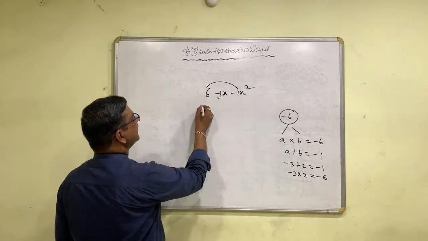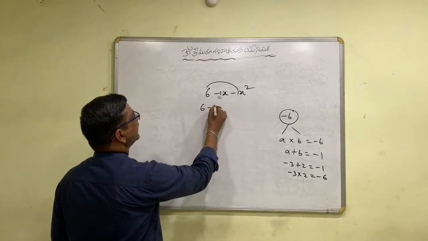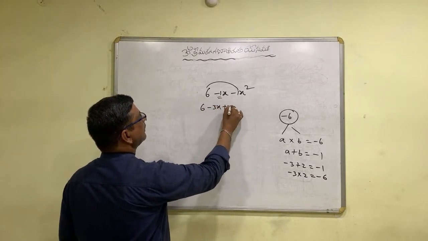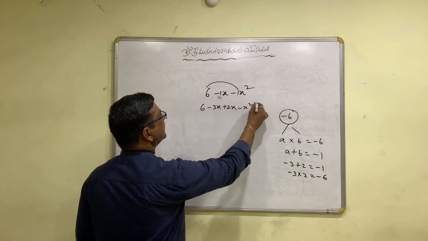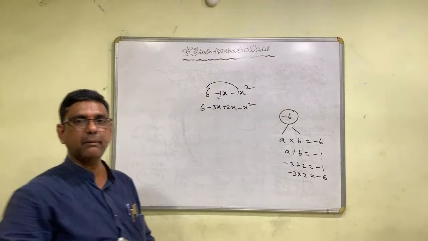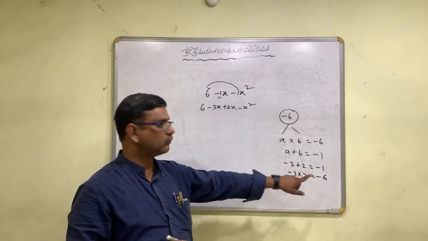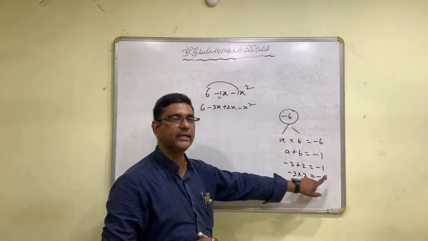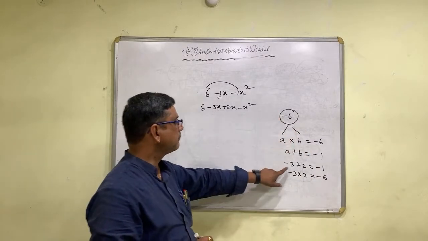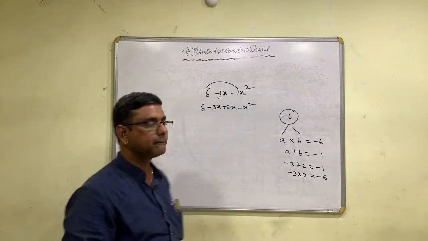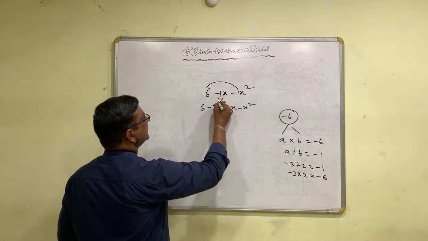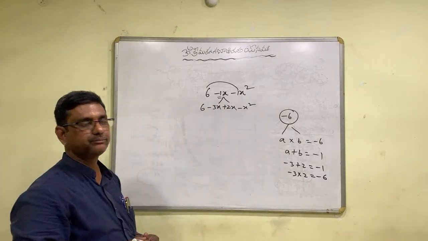So how to write here? 6 minus 3x plus 2x minus x square. Understand, Pavitra? It is minus 3 and 2. Minus 3 into 2 is minus 6. Minus 3 plus 2 is minus 1. So this negative 1 is split like that.